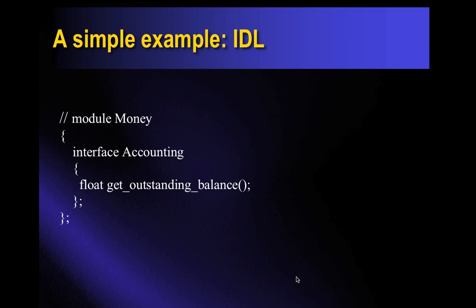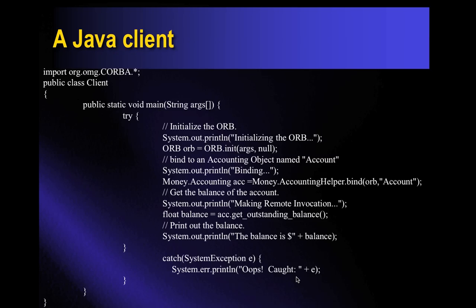So, a sample IDL: here's just the interface Accounting, with a method to get the outstanding balance. The method from this interface Accounting would find the right object to invoke it. So here's an example of a Java client that's using CORBA. If we're going to use CORBA, we install the API. We import the CORBA library from OMG, and then we start making CORBA calls. So we initialize the ORB, make a new CORBA ORB object, and then use it in the same fashion that we would program any other Java application.